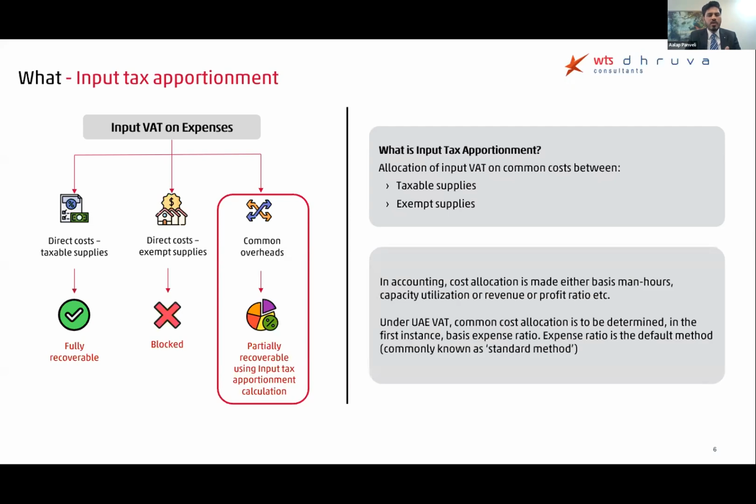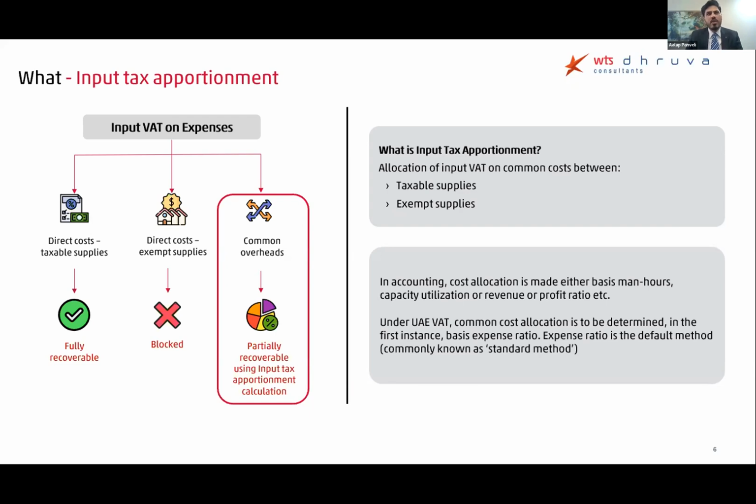Like we do in accounting, there is a cost allocation which is based on man hours, capacity utilization, revenue, or profit. Similarly, under UAE, the method which is standard prescribed at the first instance is the expense ratio, where expenses towards taxable activity is divided over expenses towards taxable and exempt activity, and then you come at a recovery percentage, which is to be applied to a common overhead. And then you figure out the actual recoverable portion of that on a common overhead. This is like Geet explained in the previous slides. In other countries, generally it's output method. UAE is an exception, which gives the expense ratio.